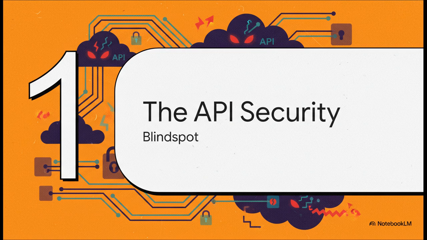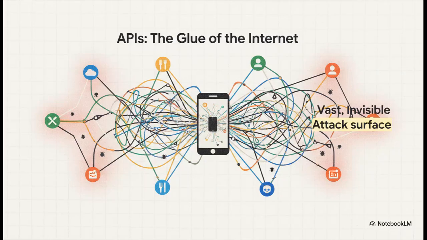And that leads us straight into what the experts are calling the API security blind spot. It's this huge, growing, and mostly unmonitored part of our digital lives. And you better believe that's where attackers are now focusing all their energy. Think about it. Every single time you check the weather, order some food, or log into a service with your Google account, there's an API making it happen in the background. They are literally the glue holding the modern internet together.